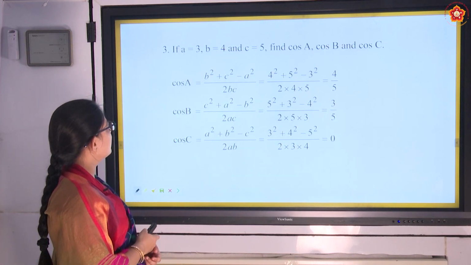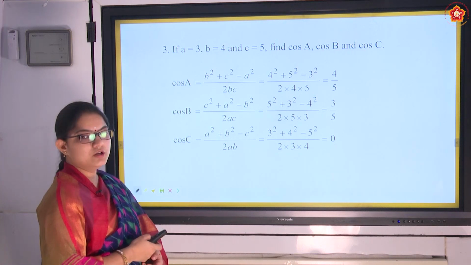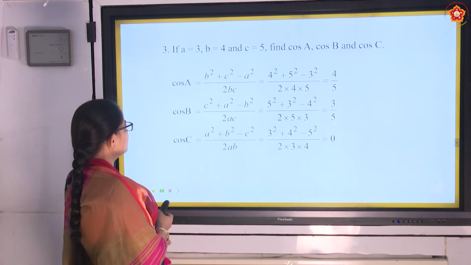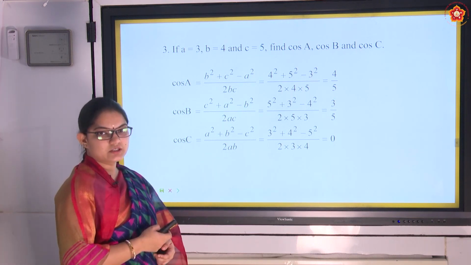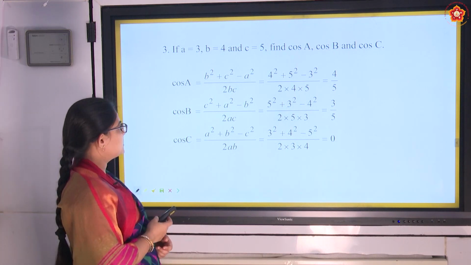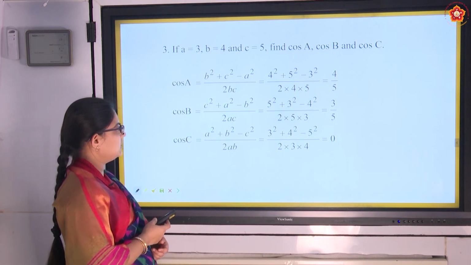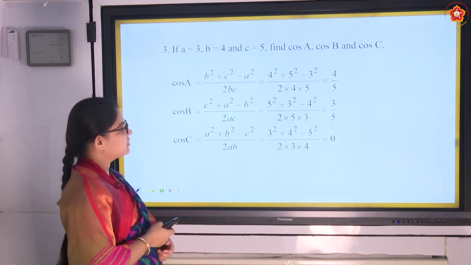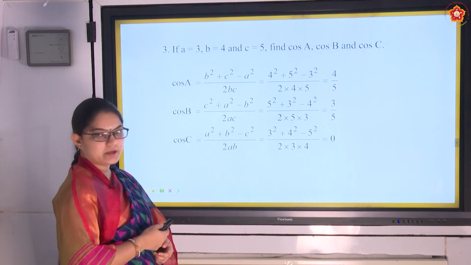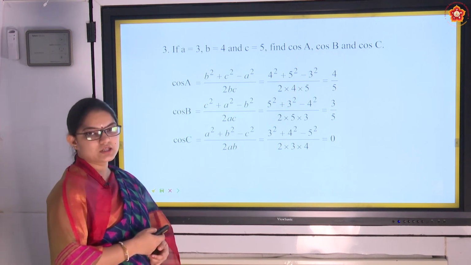Next problem: if a is equal to 3, b is equal to 4, c is equal to 5, find cos A, cos B, cos C. It's a direct problem, just apply the formula. Cos A is equal to b square plus c square minus a square by 2bc, which on substituting the values gives 4 by 5. Similarly cos B is 3 by 5, and cos C is equal to 0.